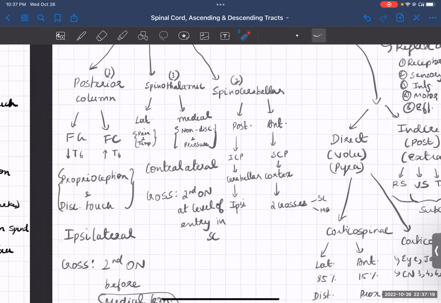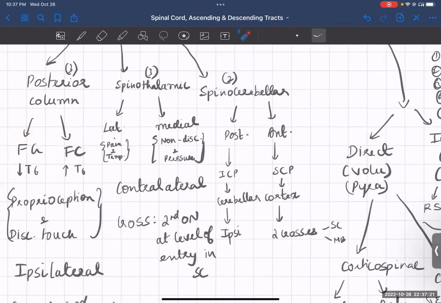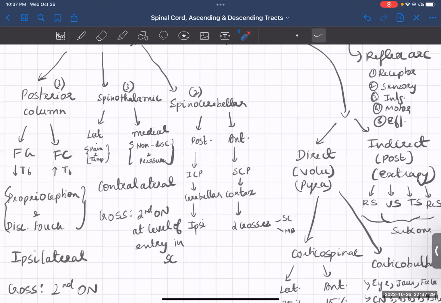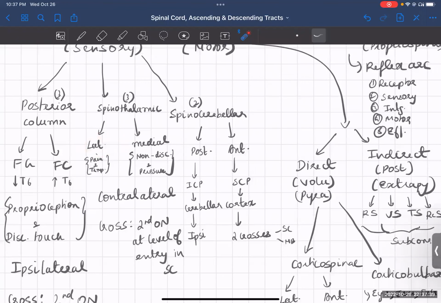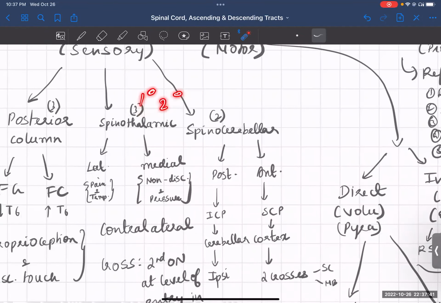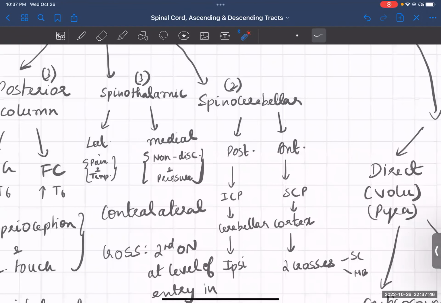It is highly important to remember fasciculus gracilis supplies below the level of T6, fasciculus cuneatus supplies above the level of T6. Now, what about spinothalamic tracts? Spinothalamic tracts are divided into two types, your lateral spinothalamic tract and your medial spinothalamic tract. And remember, there are three neurons for this: primary, secondary, and tertiary, or you can say first order, second order, and third order neurons. Now, lateral tract is going to carry your pain and temperature sensations. Medial tract is going to carry your non-discriminative touch and your pressure sensations.